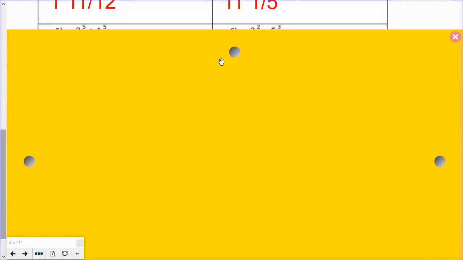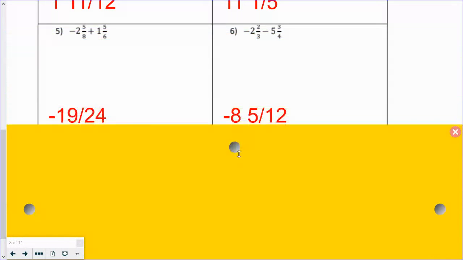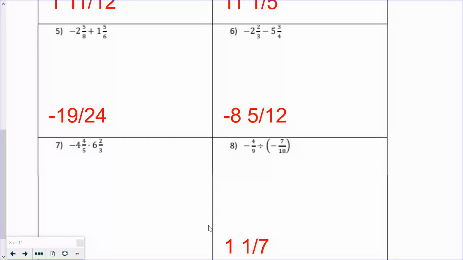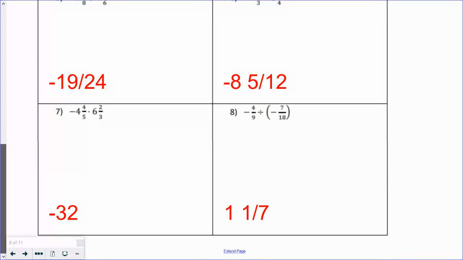All right, let's look at 5 and 6. You should have gotten a -19/24. And then number 6 should have been a -8 and 5/12. Our last two problems, 7 and 8. You should have gotten a -32. Once you've done all the multiplying of your improper fractions, you actually got a negative whole number. Problem 8 was a 1 and 1/7.